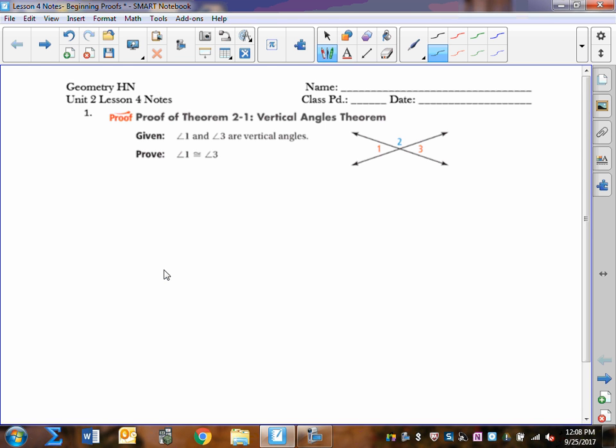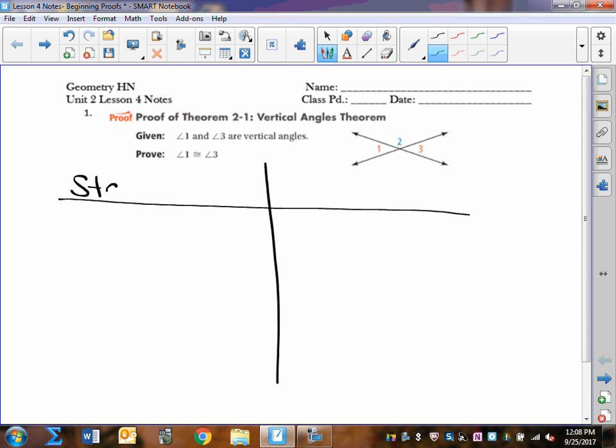Okay, so our given says angle 1 and 3 are vertical angles. Let's go ahead and set up our 2-column proof here, statements and reasons. And I think it's best to go ahead and just list our given right away. If there's only one piece of our given, you need to list that first. If there's more than one piece, you can list the other pieces as needed. I like to state them first so that we don't forget them and then lose points for not listing them.